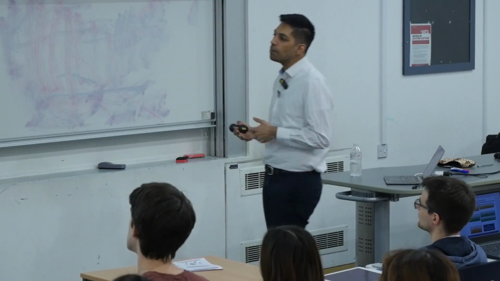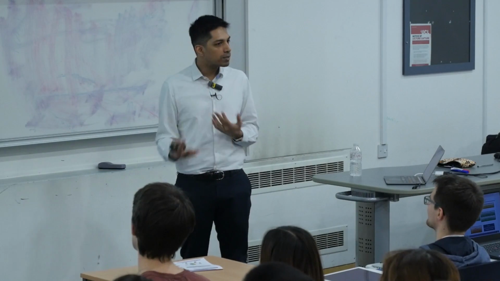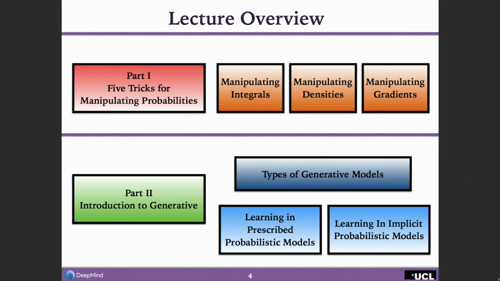And then in the second part, we'll do a brief introduction to generative models. We'll look at the types of generative models that we have available, and then we'll break generative models up into 2 parts, prescribed generative models and implicit generative models, and we'll look at the different kinds of ways of doing learning in these 2 types of models.